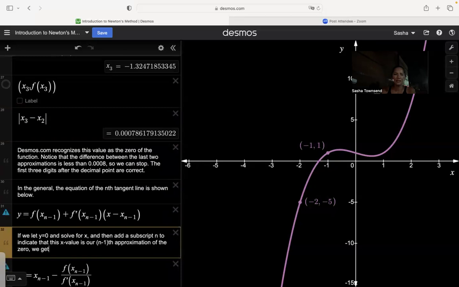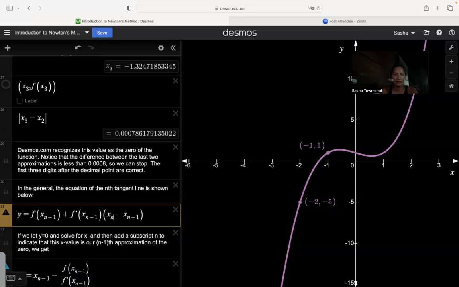So you say, how do I do it again? In general, the equation of the nth tangent line is y equals the function value at the last x value. So that's the y value from the last time, plus the derivative at the x value from last time, times the quantity x minus the x value from the last time. And then you set this y equal to 0 and you call this x sub n, and then you solve for x sub n. So if this is 0, you're going to subtract this from both sides, divide by this, and then add this to both sides.